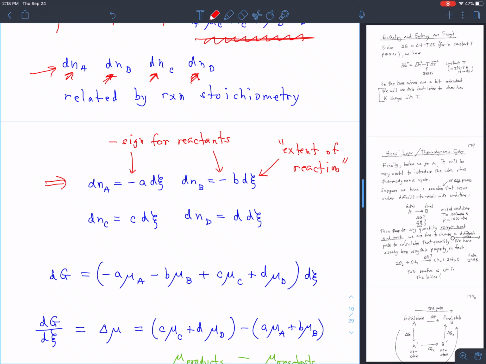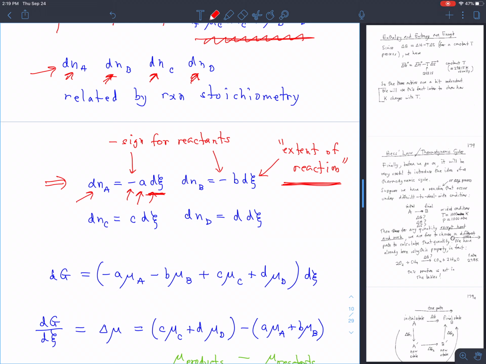This is the standard trick that you'll see in every chem book. The change in the number of moles of species A is equal to a minus sign, because it's a reactant, times the stoichiometric coefficient for A, times a little squiggly change in quantity, which is really just a dummy variable that has a name. It's called the extent of reaction. We're going to get rid of it at the end, so we don't really need to know much more about it.